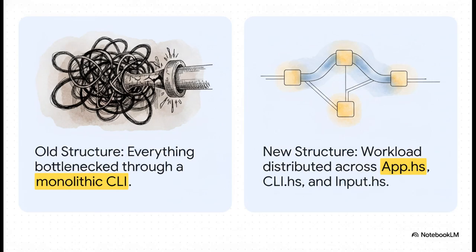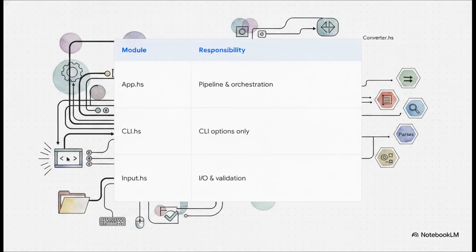In the old structure, absolutely everything was bottlenecked through that one monolithic CLI.hs file. But in the new refactored program structure under the src/x2ebook/ directory, that workload has finally been distributed. The original CLI.hs was modified and stripped way down, and two brand new files were created to take on the remaining load: app.hs and input.hs. Let's break down exactly how those four massive original tasks got split up to honor the single responsibility principle.